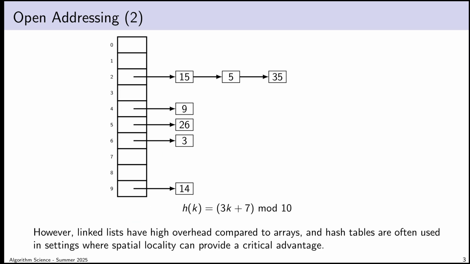If we want two keys to be able to share the same index of the table, chaining is a great option for that, but bringing linked lists into the equation does add a lot of extra machinery. It adds a lot of extra overhead. And there are lots of cases where spatial locality can provide a huge performance advantage.